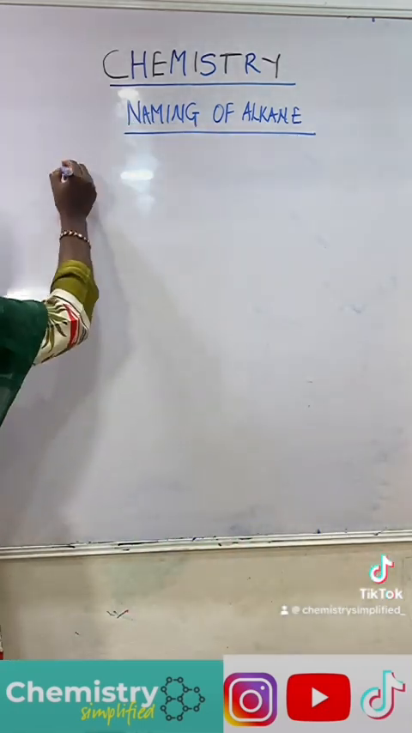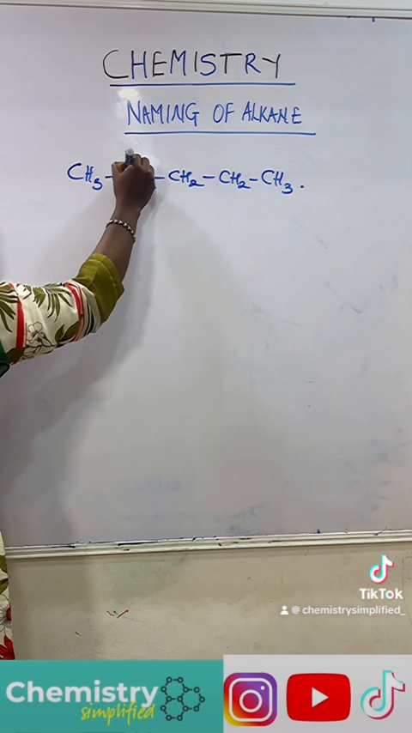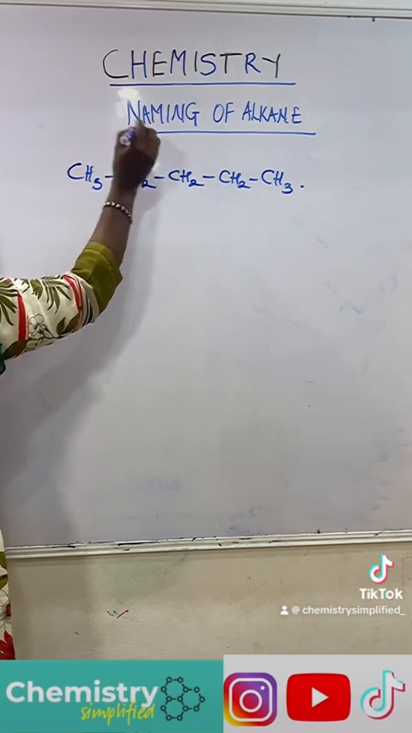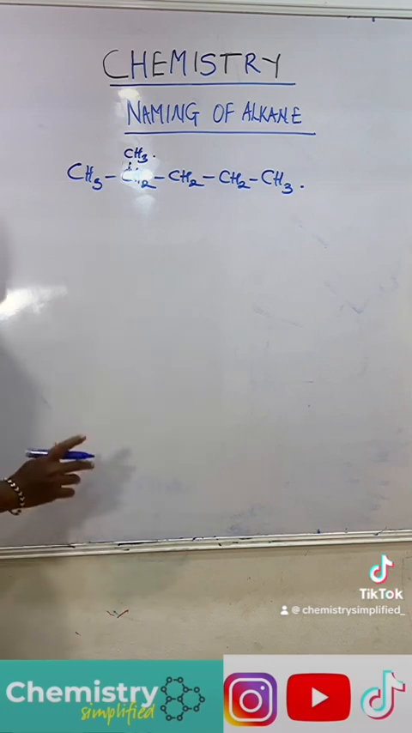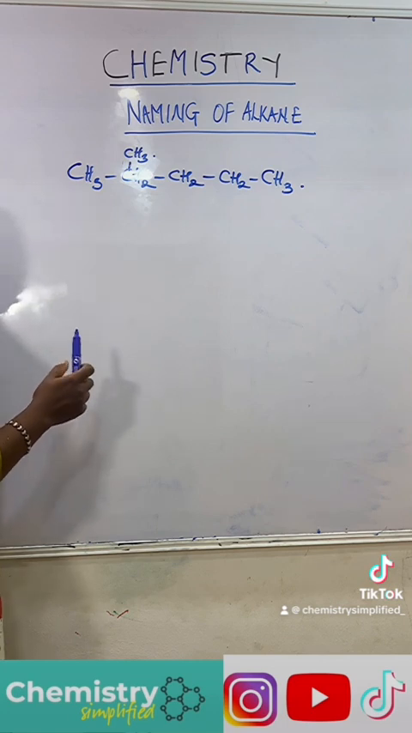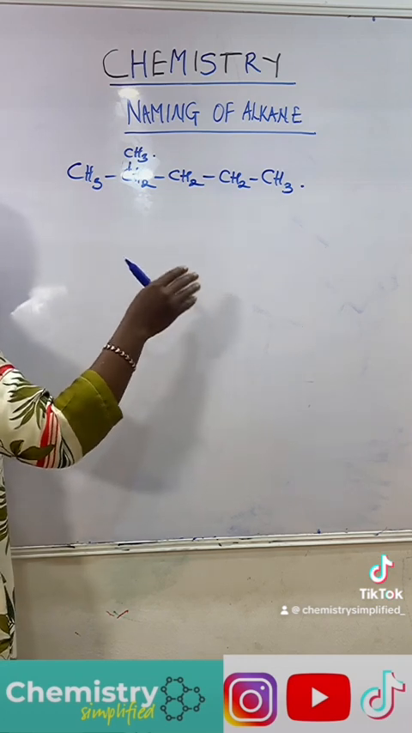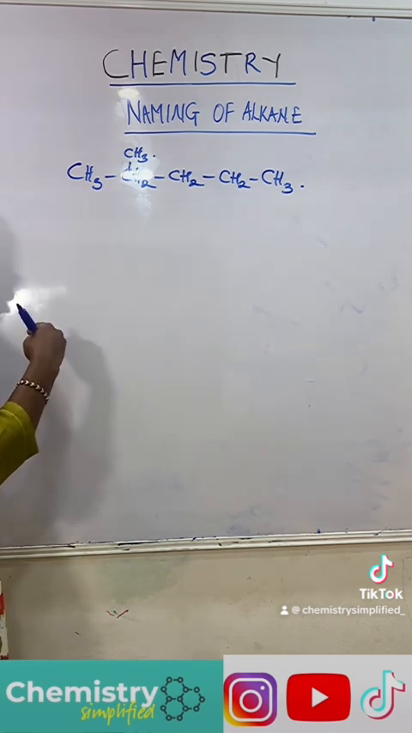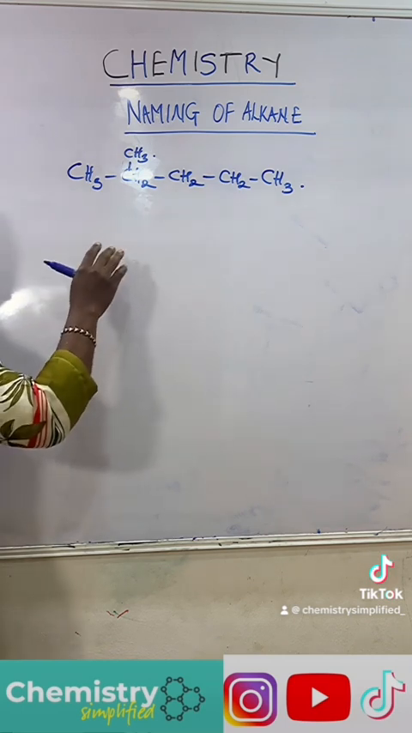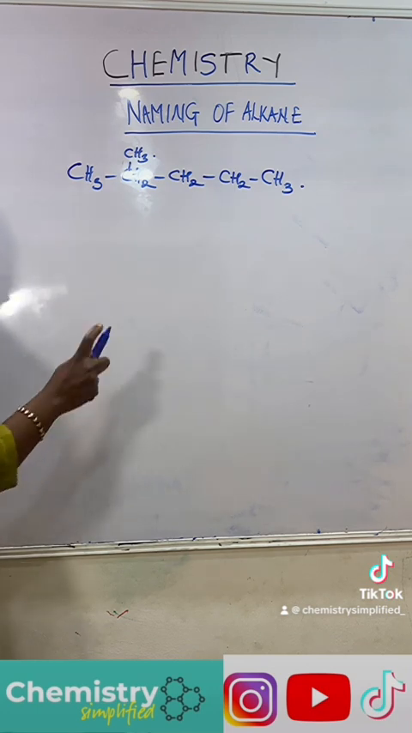Now let's assume that we have this particular alkane. We also have a substituent attached to a carbon here. Now, the first thing you're going to do is you number the chain so as to know the chain that is longest. Remember I said when you want to number, you number from the left hand side to the right hand side, and also you number from the right hand side to the left hand side. Why are we doing that? We are doing that in order to give the substituent the lowest number possible. Now let's look at it.